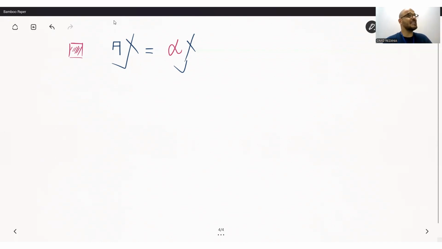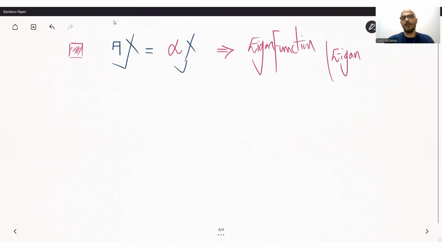You're going to see next week why it is very important clinically, why this is very significant. If this equation happens, you can be happy. We just call this equation the eigen equation, or eigenfunction.